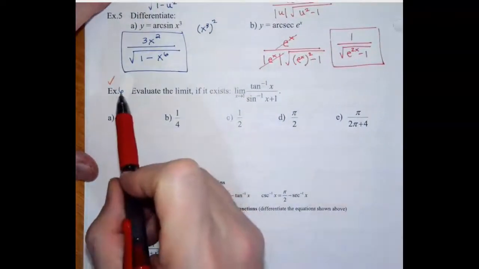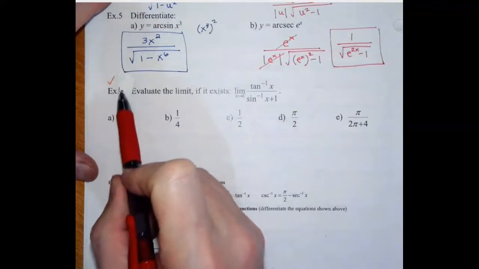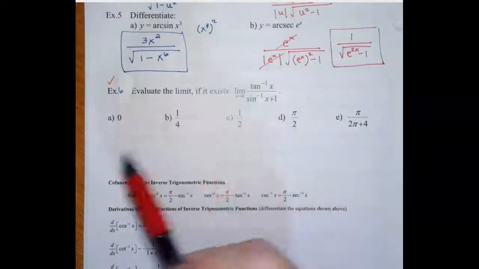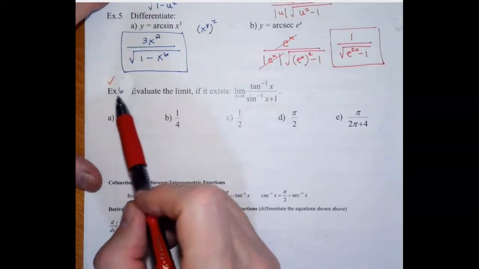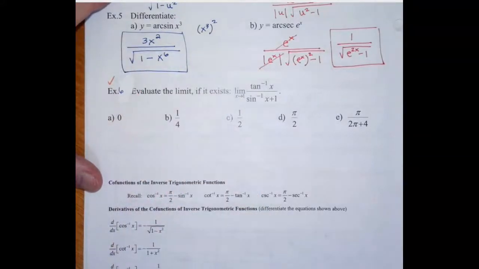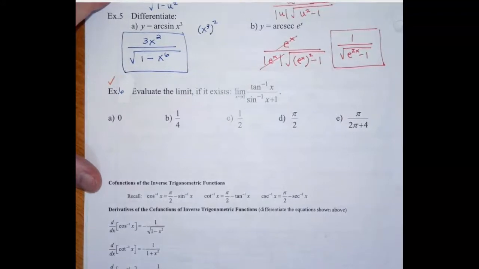In your notes, this number might be wrong. I think I inserted this from another part of the notes, and so you might want to just white that out. And this should be example 6. Not a big deal. Okay.